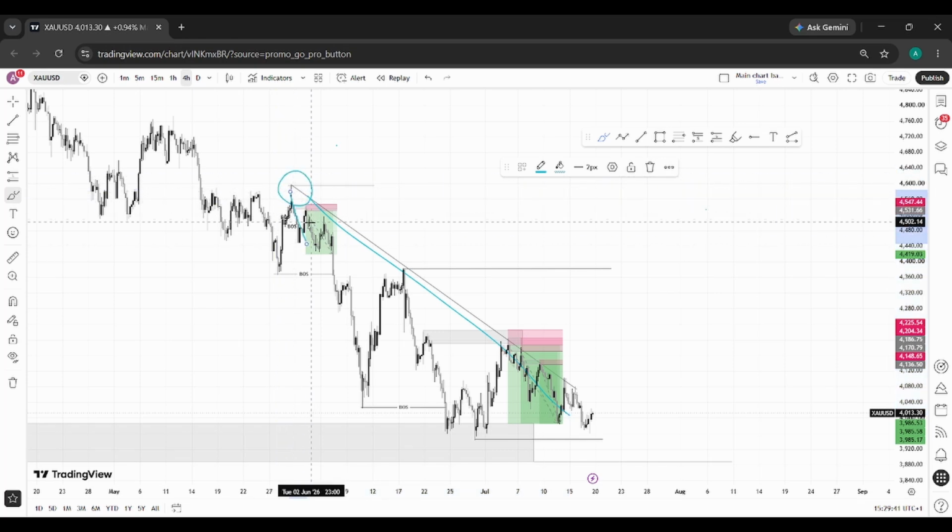And as you can see, whenever price comes close to this trend line, it goes down. Then this is the second mitigation of the trend line. After price mitigates the trend line, it goes down. And then price comes here. This is the third mitigation of the trend line.